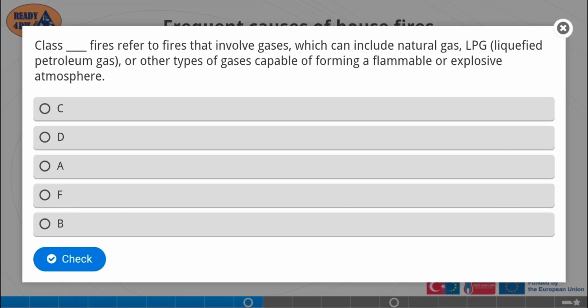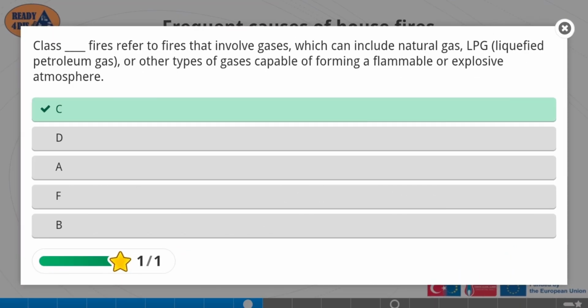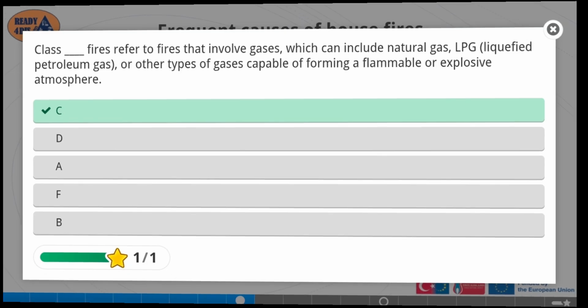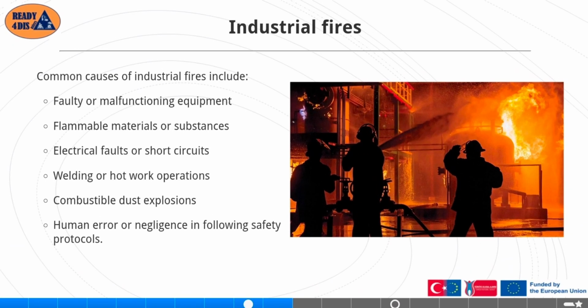Class C fires refer to fires that involve gases, including natural gas, LPG, or other gases capable of forming a flammable or explosive atmosphere. Class C, Class D, Class A, Class F, Class B. Correct answer, Class C.